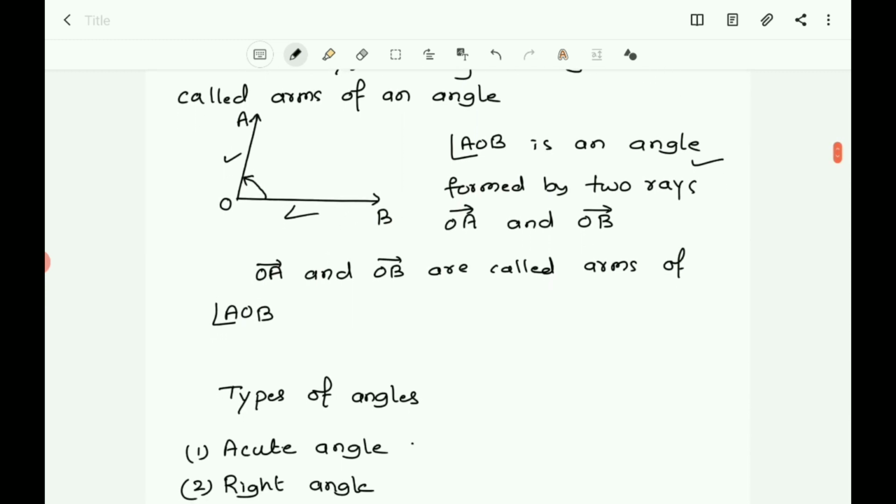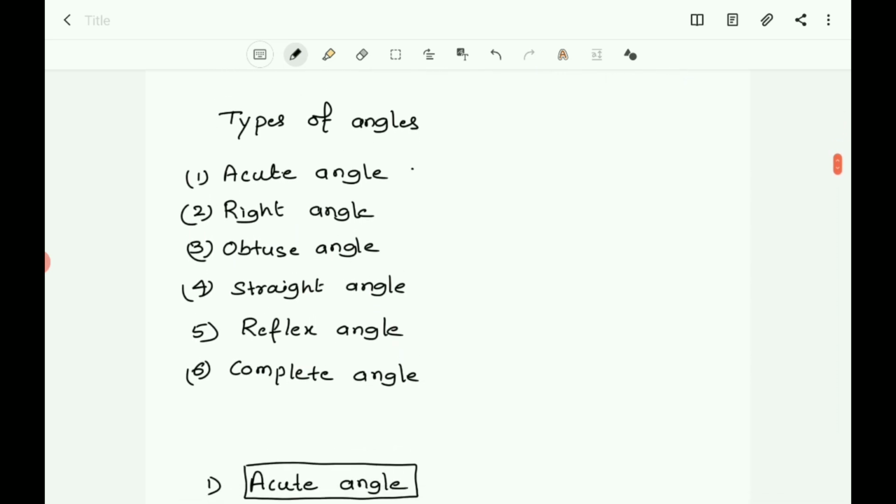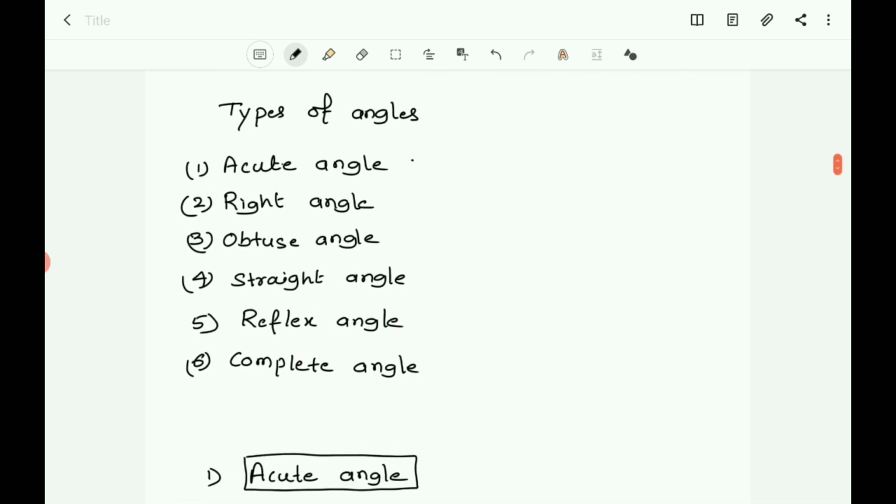And next, let us discuss the different types of angles that you have learnt in your previous classes. You know the types of angles. They are acute angle, right angle, obtuse angle, straight angle, reflex angle, complete angle. These are the 6 types of angles.